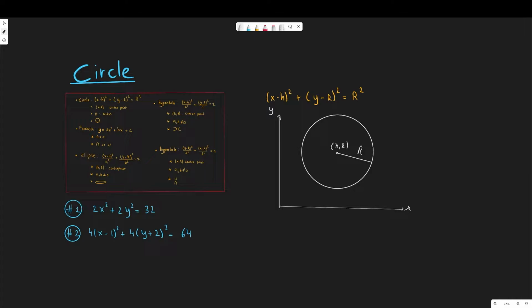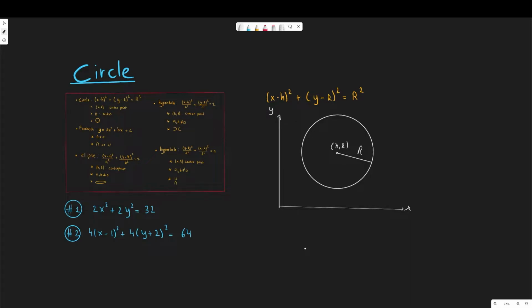Let's first start by looking at the circle equation. The standard equation for a circle is (x - h)² + (y - k)² = r², with r the radius of the circle and (h, k) the x and y coordinates of the center of the circle. So let's apply this equation for these two exercises.